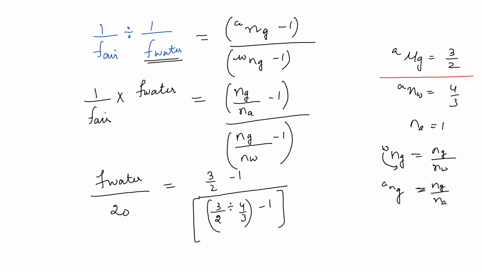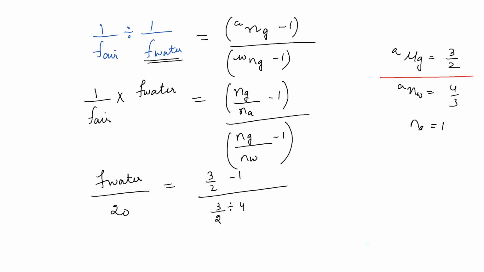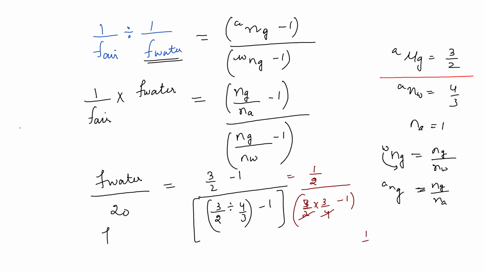Yes or no? So the other value becomes what? 3 by 2 minus 1 is going to be 1 by 2. This reciprocates and becomes 3 by 2 into 3 by 4, so minus 1. So this becomes 9 by 8 minus 1, which is 1 by 8. So the denominator on solving becomes what? F water by 20 is 1 by 2 divided by 9 by 8 minus 1, which is 1 by 8. So this becomes 1 by 2 into 8, which is 4.